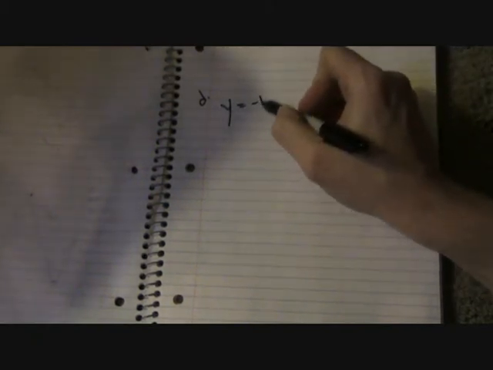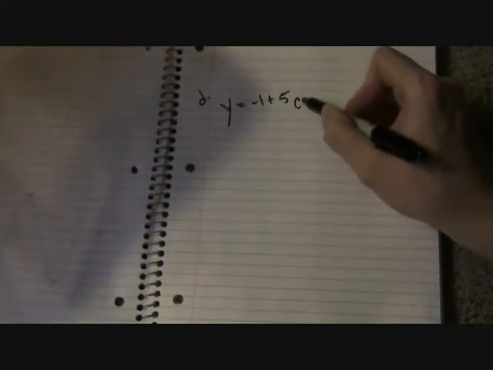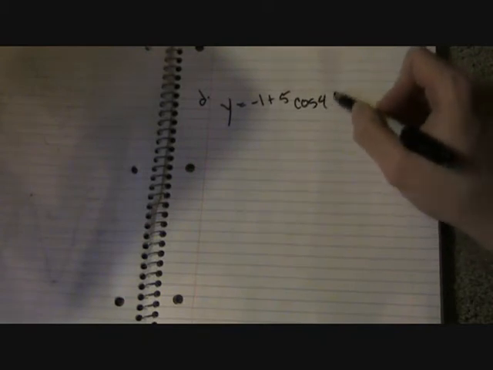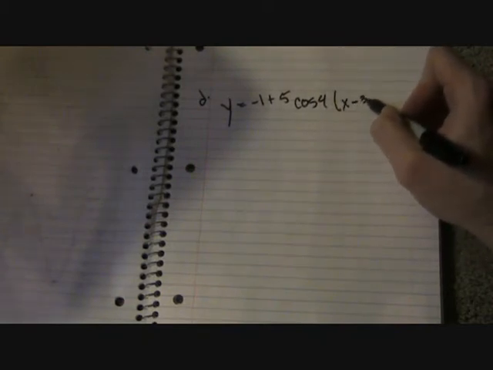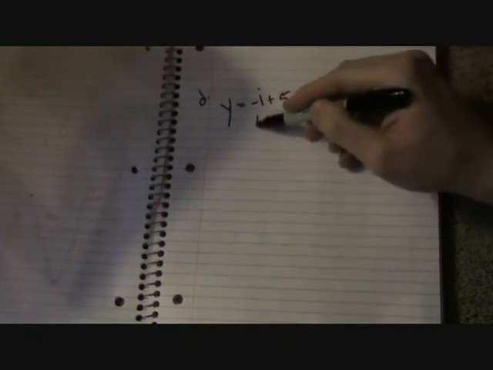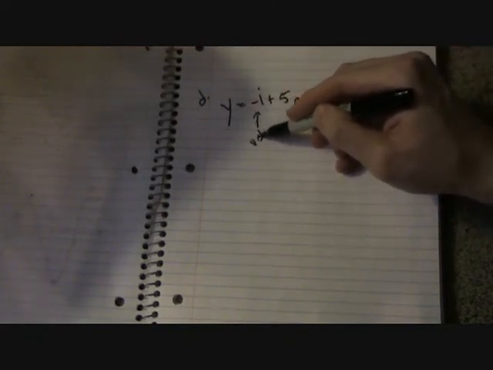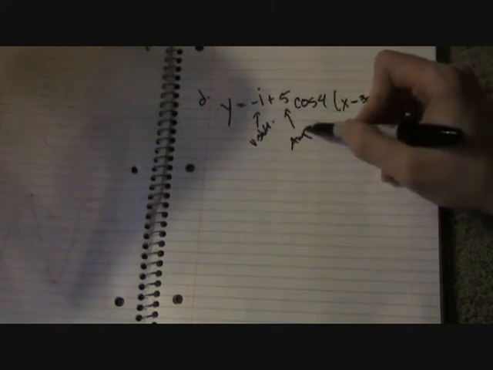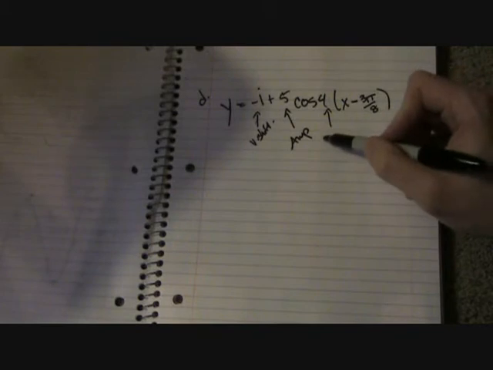Y equals negative 1 plus 5 cosine of 4 times x minus 3 pi over 8. A little different here. So, vertical shift, amplitude, your period is going to be 2 pi over 4, so it's going to be pi over 2. And then we're going to go right 3 pi over 8.